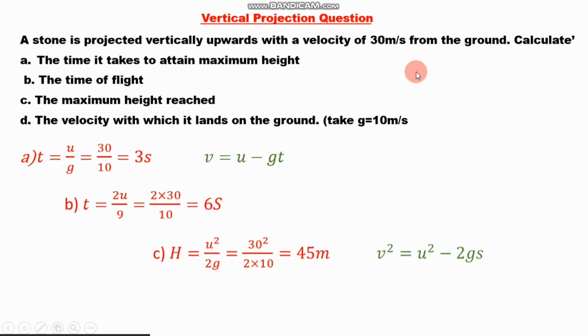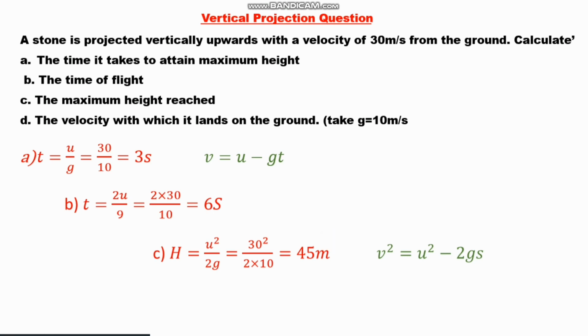Now u² is the initial velocity squared, that is 30 meters per second squared, and you get 900 meters squared per second squared. We divide by 2 times 10 meters per second squared, and you get 45 meters. So 45 meters is the maximum height reached.